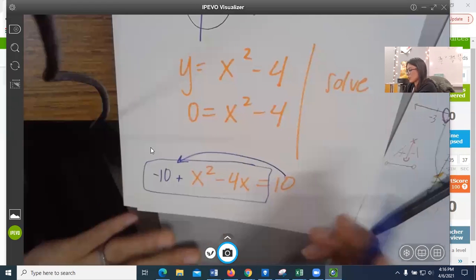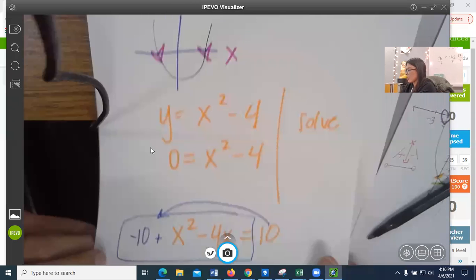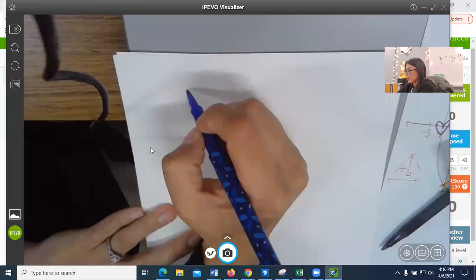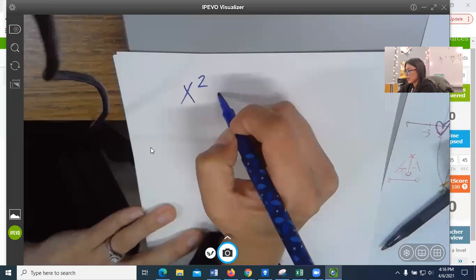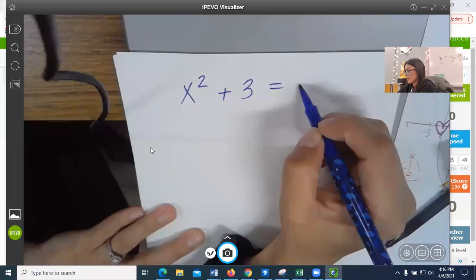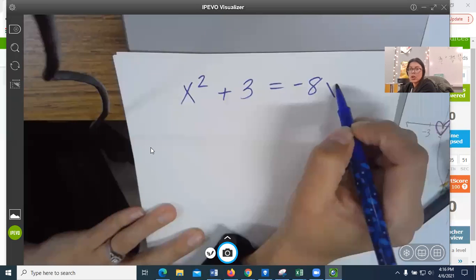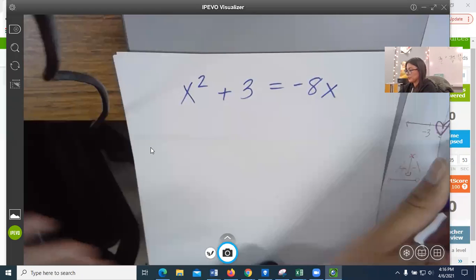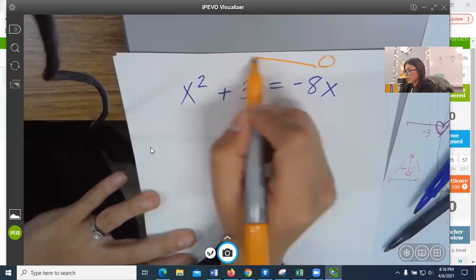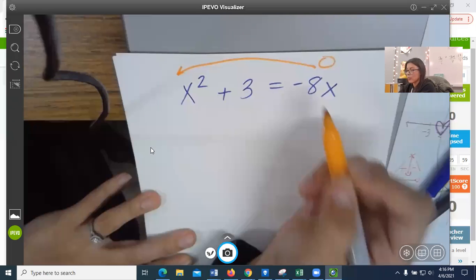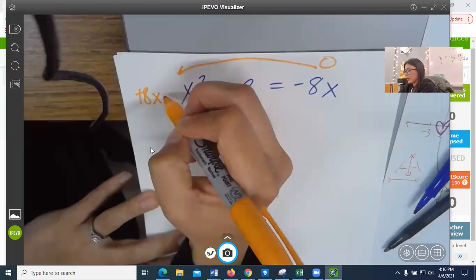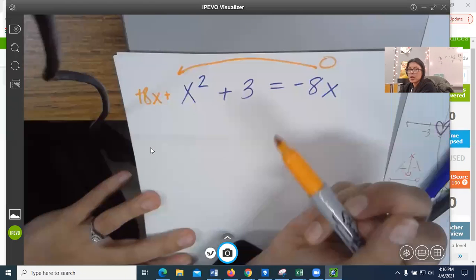Okay, so let me do another example. So let's say we had x squared plus 3 equals -8x. So this side needs to equal 0. So I need to move this -8x over to the other side. Because it's negative, when you move it, it's going to be a positive 8x. I don't have to put the plus in front, I just did it to show you that.